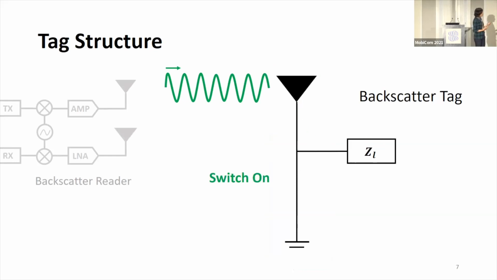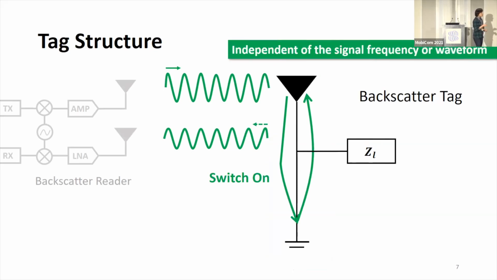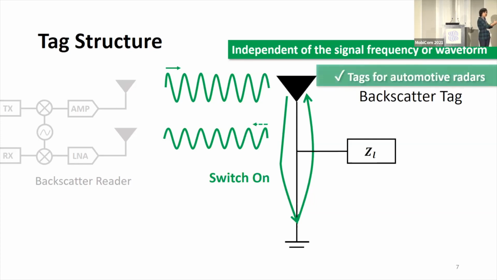But when the switch is on, it's like the antenna is shorted, so any received signal will reflect back to the reader. That's how these RFID tags communicate with the reader, sending 0 and 1 bits by switching on and off. But the important thing is that this whole operation is independent of the signal frequency or the waveform. Yes, we still need the antenna and all the components to be tuned to that frequency. But other than that, intuitively, we can just replicate that circuitry and have an RFID tag that works with automotive radars.